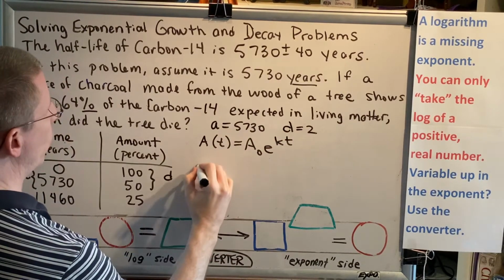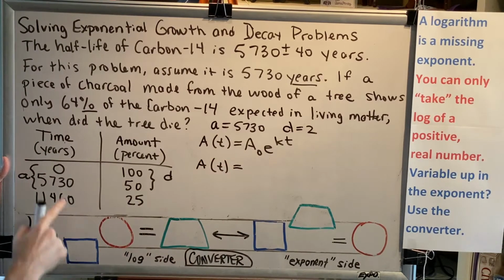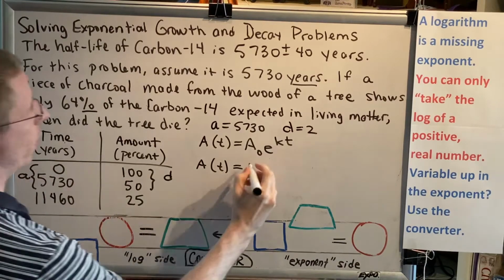All right, let's start plugging in what we know. Well, we know A naught. A naught is the amount when the time is 0. When the time is 0, the amount is 100.